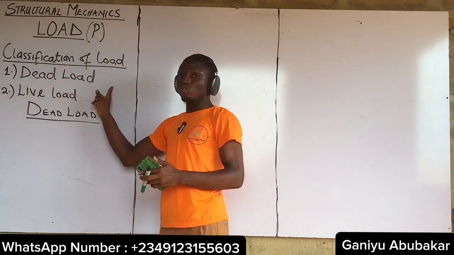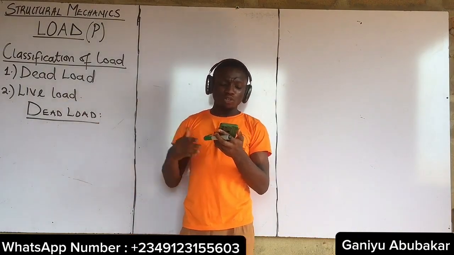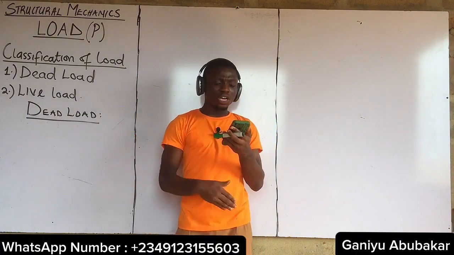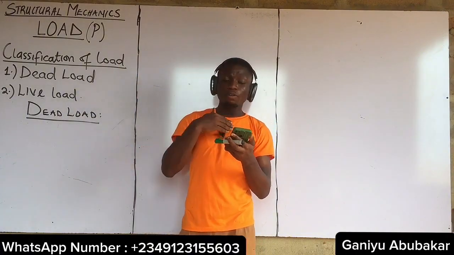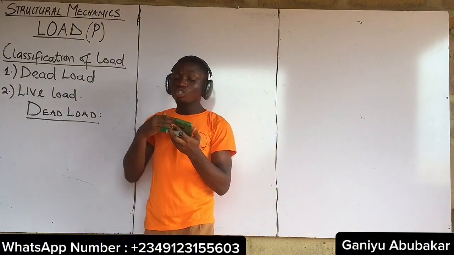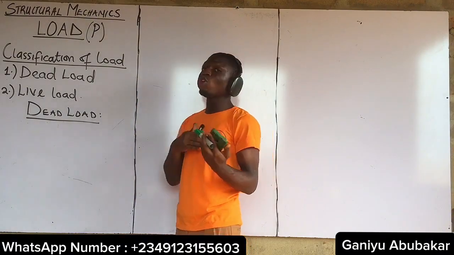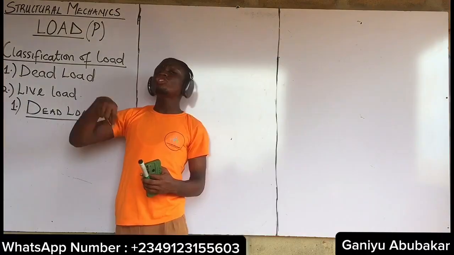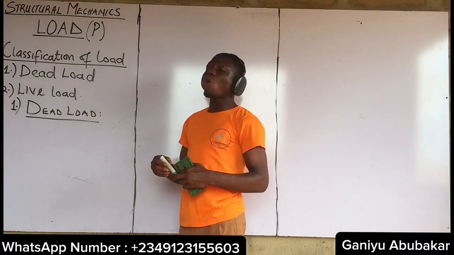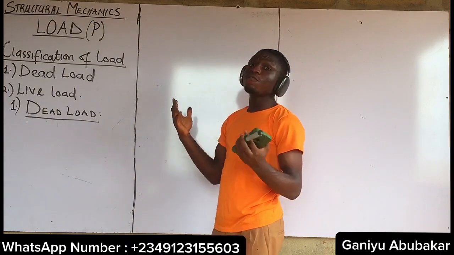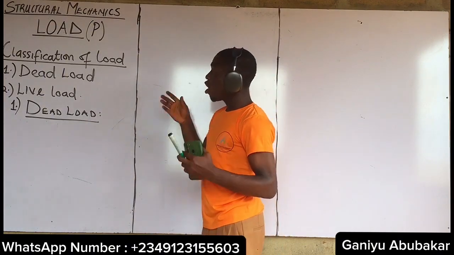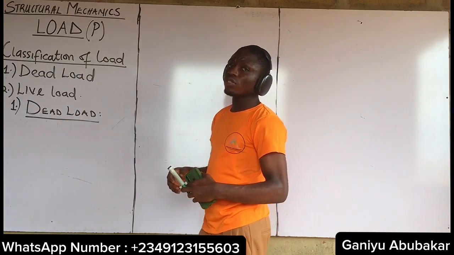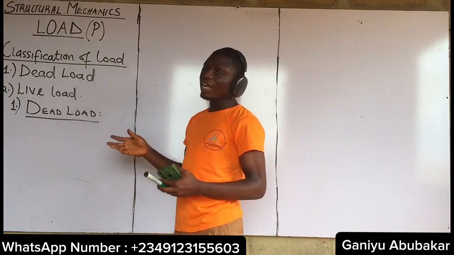A dead load. Other examples of dead load include the weight of the structure itself, like the wall, the floor, the roof, beam, column. Those are examples of dead load. Also know that dead loads are called self-weight loads. So I'm giving an example of dead load. Let's dive into the second one.